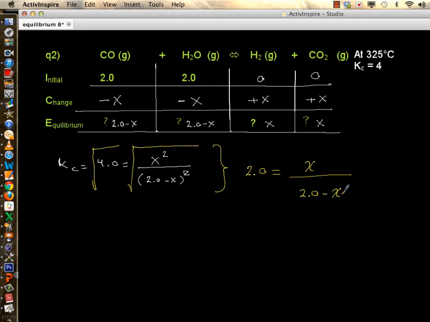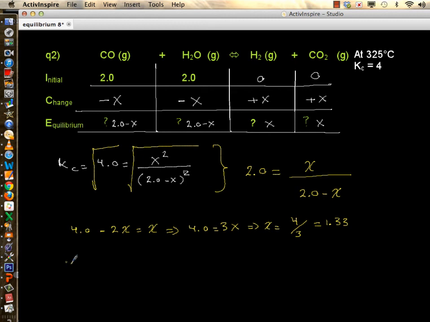Now cross multiply, so 4 minus 2x is equal to x. Take your like terms to the other side, so 4 is equal to 3x. So x is nothing but 4 divided by 3, which is 1.33 mole per decimeter cube.